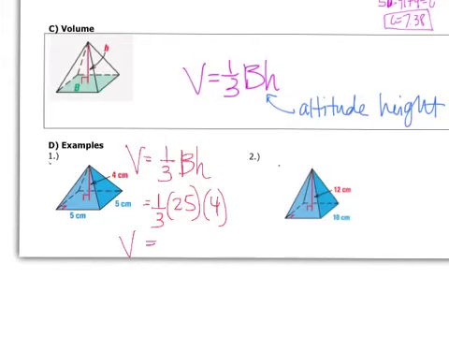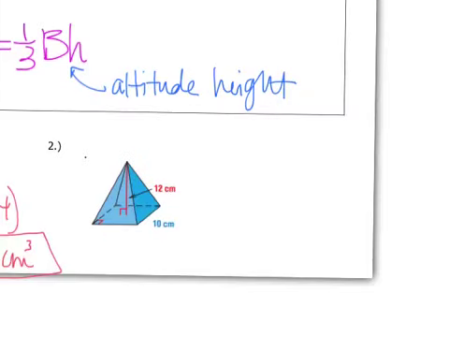The easiest way, in my opinion, to put this on your calculator is to do 25 times 4, hit enter, then divide that all by 3. We'll round to the hundredths place here. You should be getting 33.33 centimeters cubed. Okay, we have volume is 1/3 times the area of the base times the height.